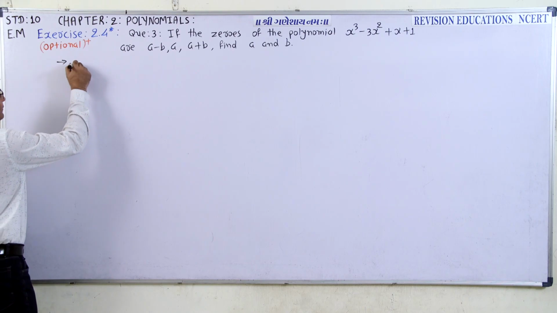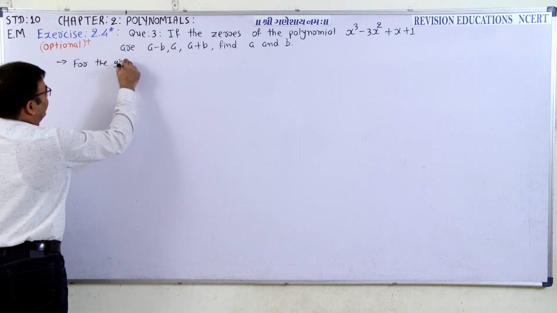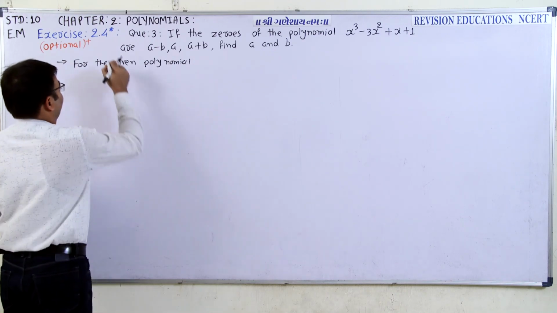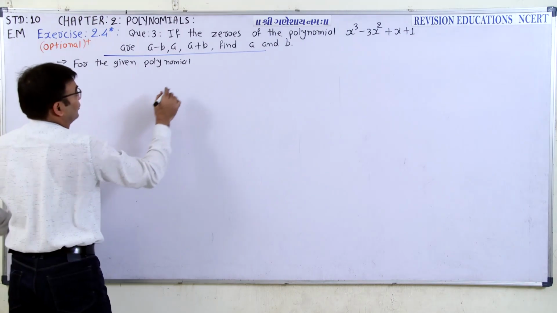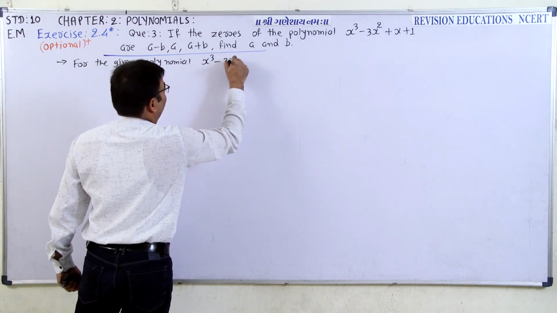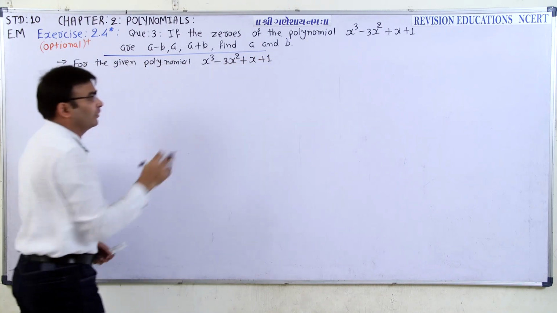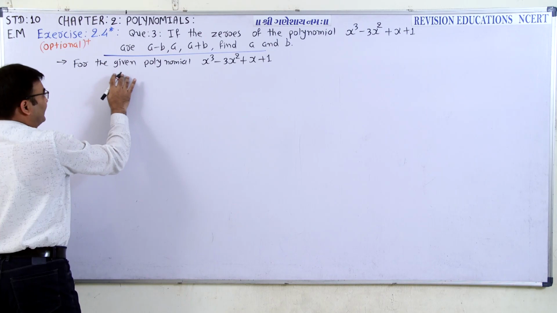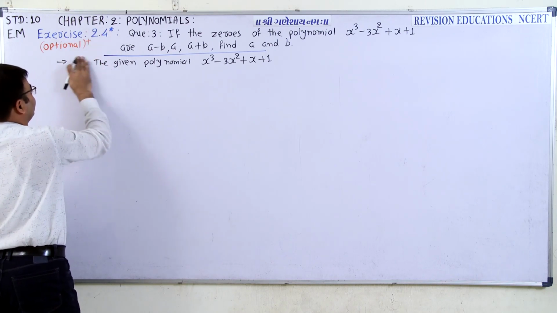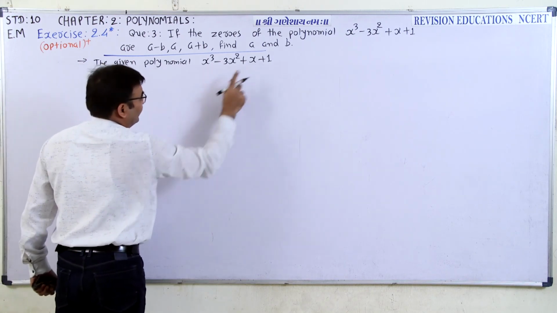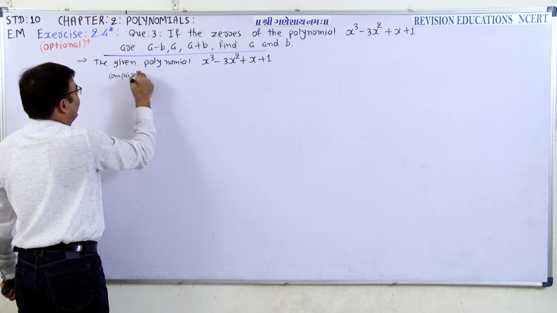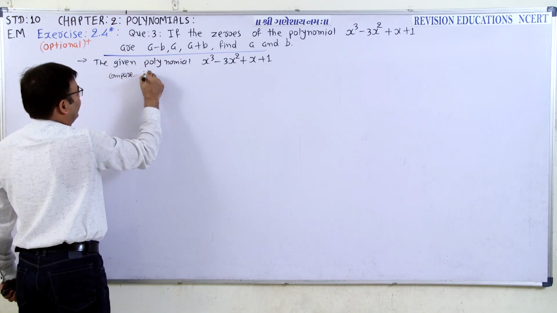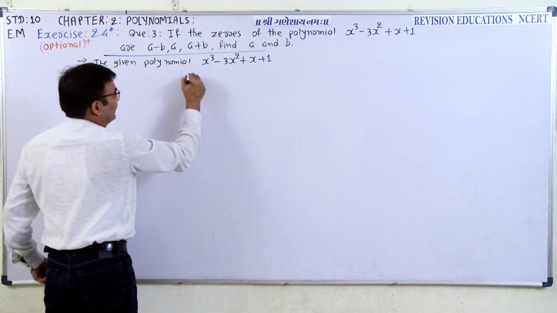Here, for the given polynomial x cube minus 3x square plus x plus 1, we compare it with the standard form.